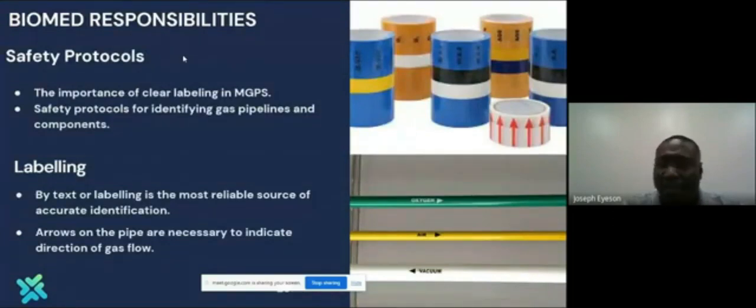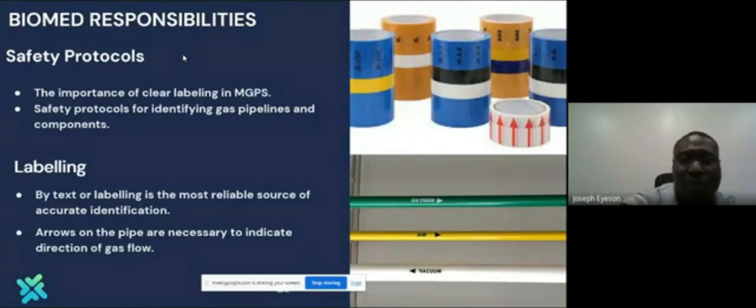For biomed, another responsibility is to look at the safety protocols. The labeling, when it comes to the piping, is very important. The labeling could be text, stickers, or color coding. Labeling is very important when it comes to medical gas. So it's a responsibility to find out that all pipe works being done are labeled properly, because in the future, if you are not there or somebody comes to do something, you should be able to identify what kind of pipe this is, so as to avoid any cross connection along the way.